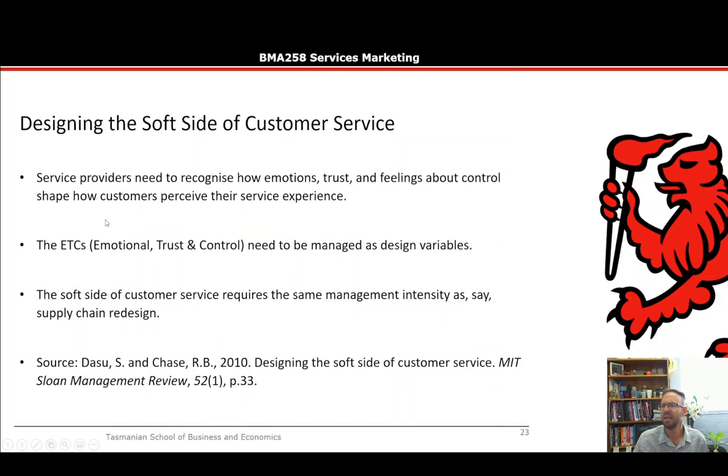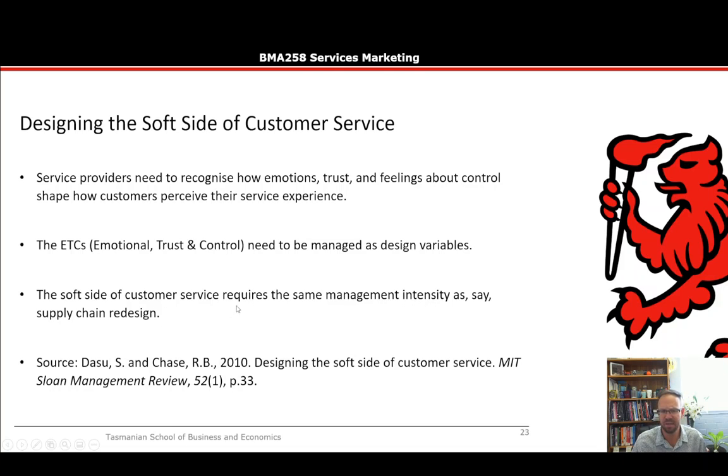All right. Now, defining the soft side of customer service. Service providers need to recognise how emotions, trust and feelings about control shape the way that customers perceive their service experience. Now, the ETC, so emotional trust control, need to be managed as design variables while we're designing our service product. The soft side of customer service requires the same management intensity as, say, supply chain redesign.